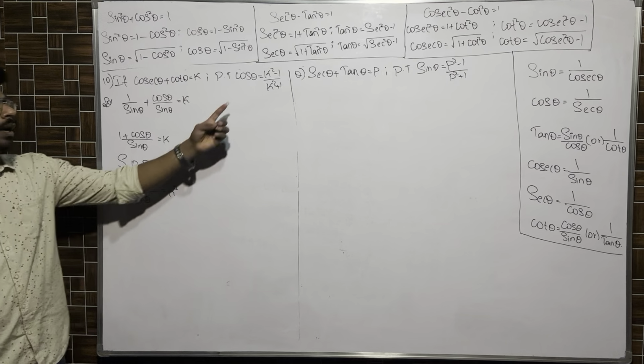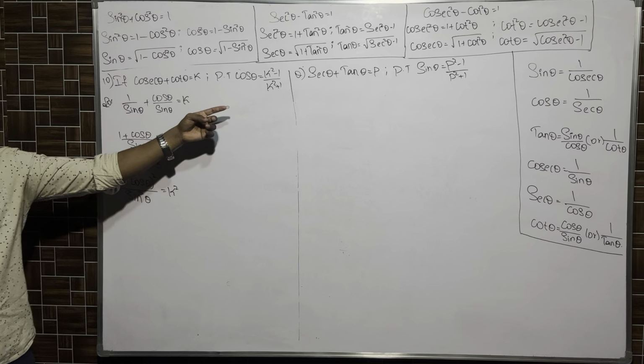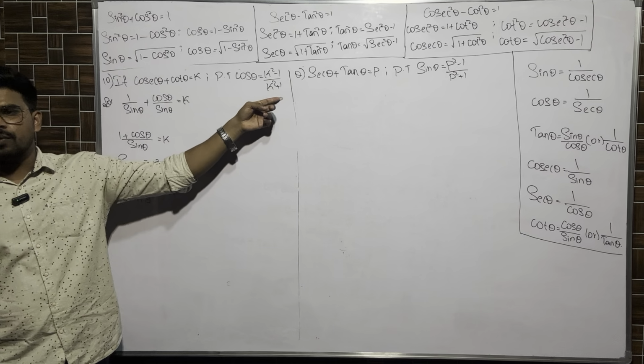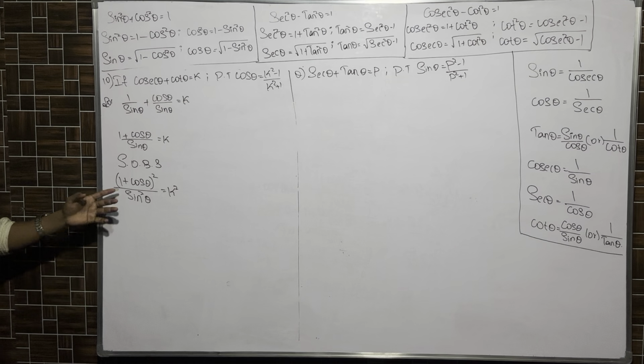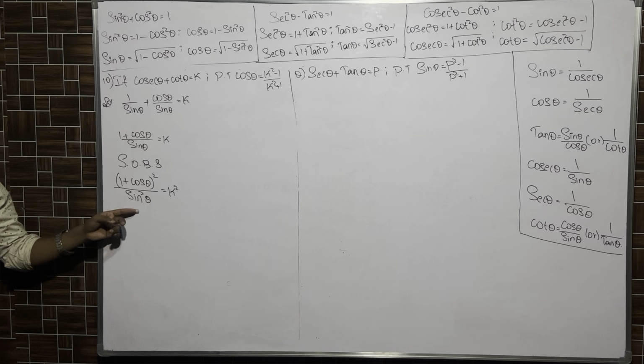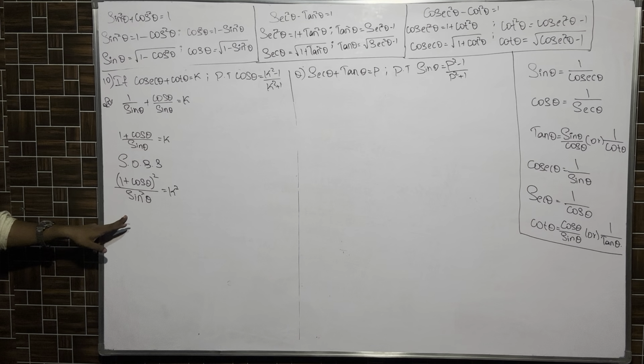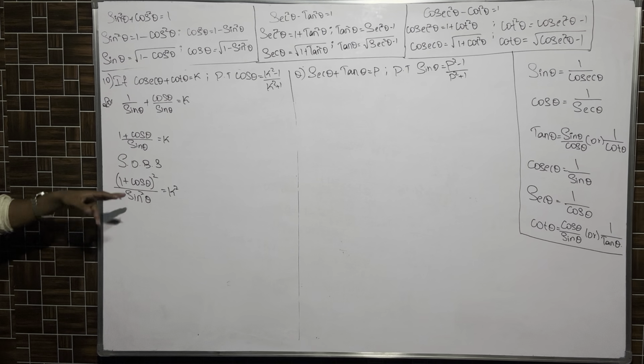Now we got k square, but to prove the result we should get k square minus 1 over k square plus 1 and cos theta. 1 is there, cos theta is there, square is there, k is there, but the only term which is disturbing us is sine. We do not want sine, we want cos. That's why I am changing sine in terms of cos. Is there any formula for sine in terms of cos?